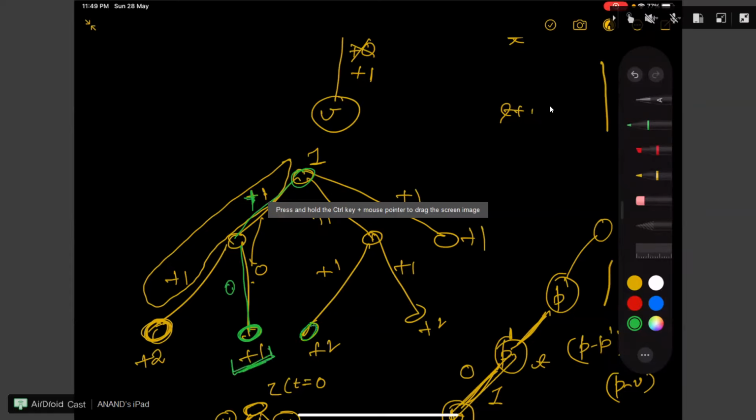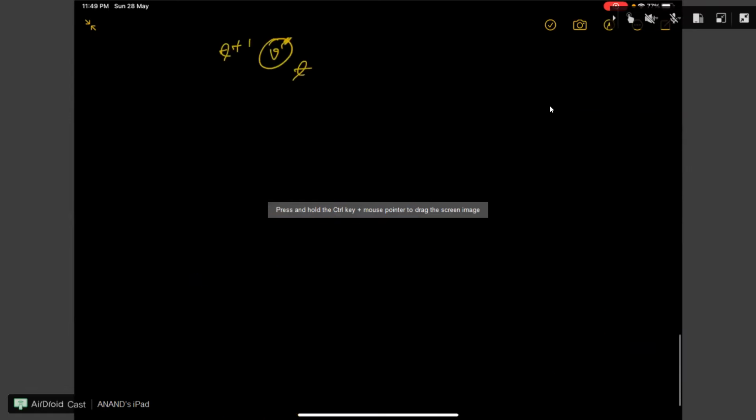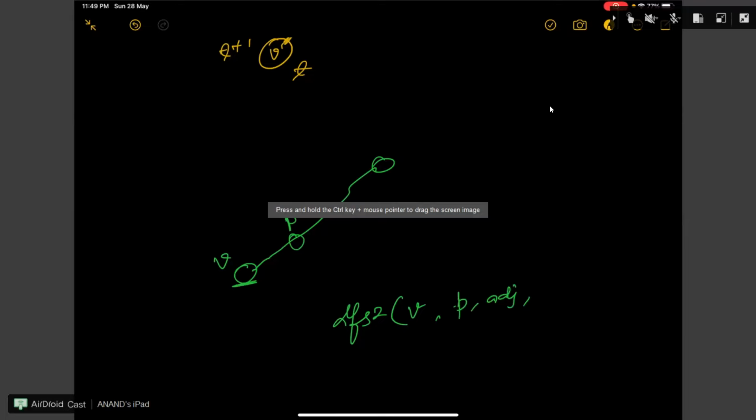Similarly, in order to find at what time this will be drawn, you have to find the sum of these edges which are lying on the path from 1 to 2, 1 to this node. So +1 plus 2. What I'm saying in DFS2 is that I am running a DFS2 from this node, let's say V. Here I am passing at what node I am, what is the parent of this node. I am passing the adjacency list, and then I am passing the sum of all the edges in the path from one to this, that is stored as current.